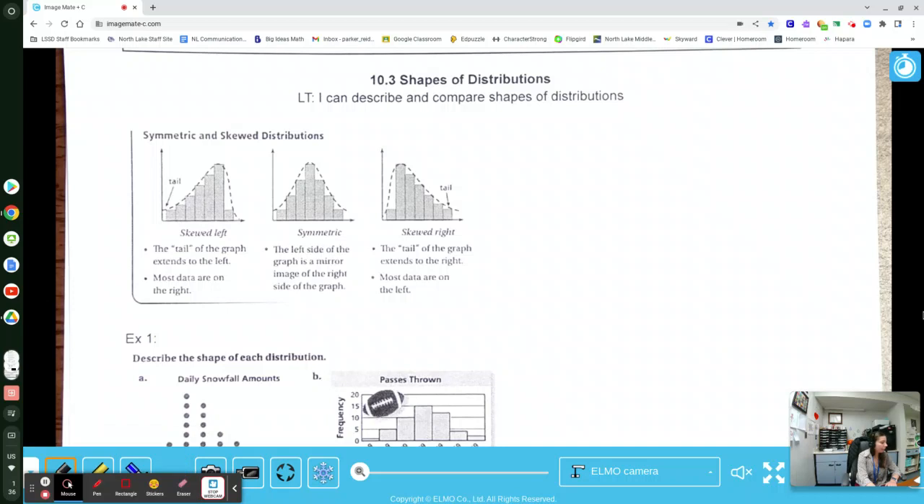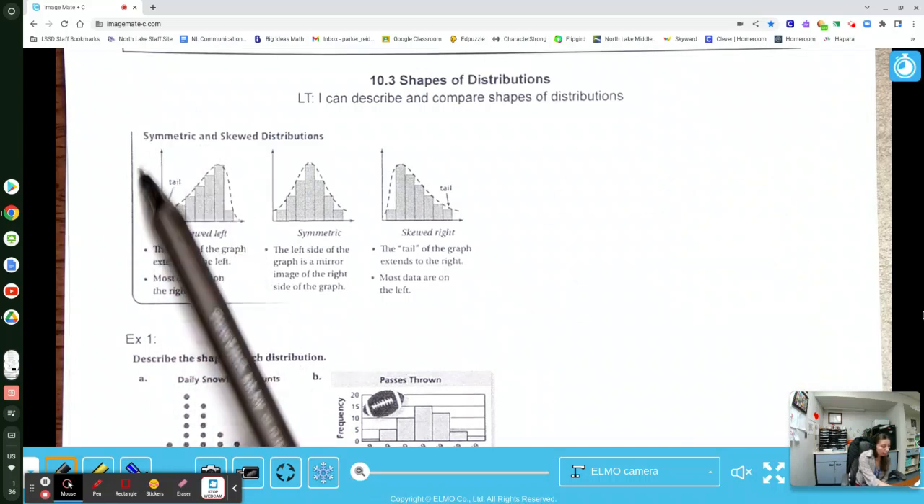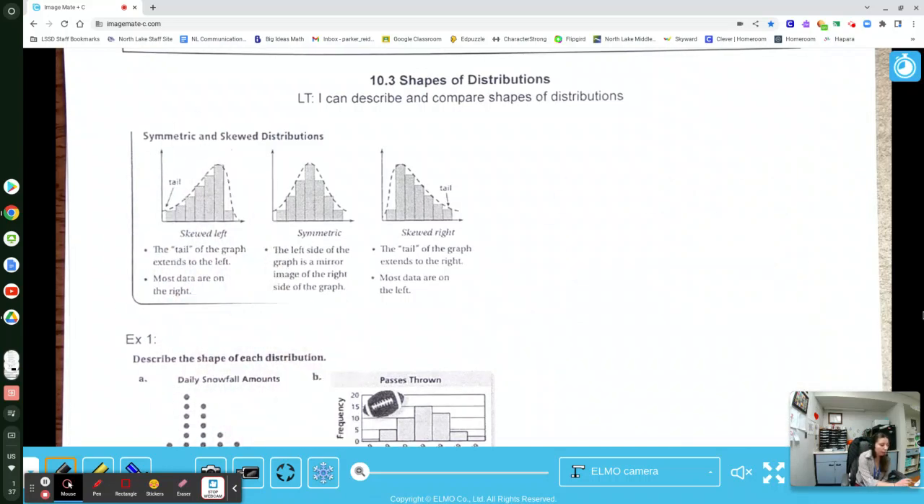Hey students, in this video we're going to go through section 10.3, which is about shapes of distributions. Our learning target is I can describe and compare shapes of distributions. So we have two different types of shapes, two main categories. Those are symmetric and skewed distributions. We're going to talk about each.